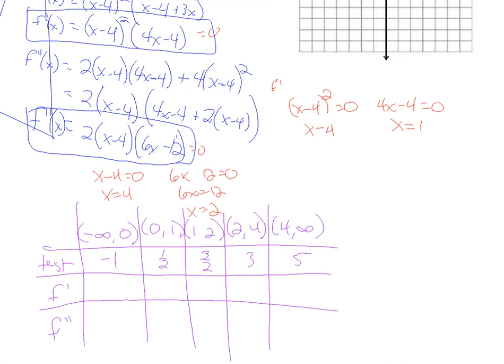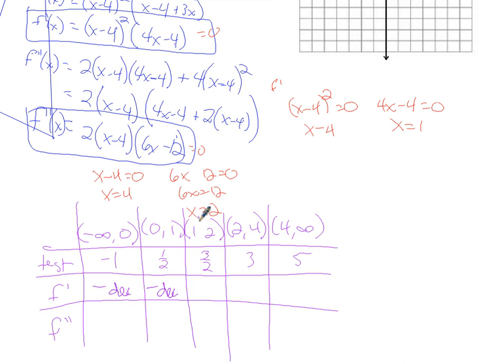We plug negative 1 in here. Doesn't really matter, we're squaring whatever we get, so that's going to be positive. Negative 1 times negative 4 minus 4, that's going to be negative, so positive times negative is negative, which means we're decreasing. Again, this is going to be positive for 1/2. 4 times 1/2 is 2. 2 minus 4 is negative, so we are still decreasing.